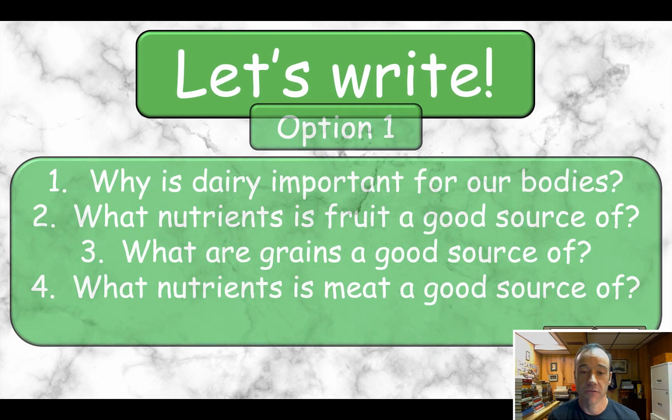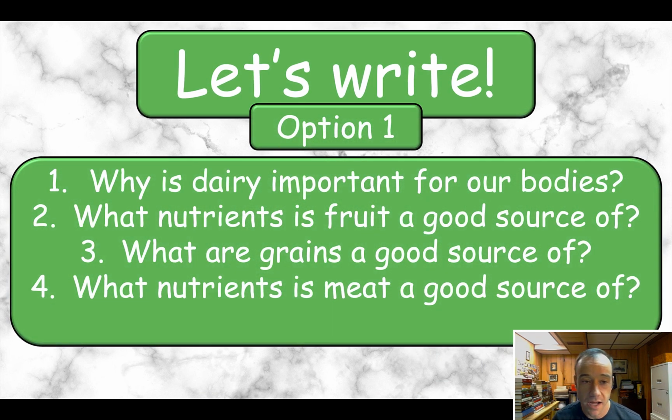At the end, I have a quick writing practice. I have option 1 and option 2. So option 1 is, why is one of the food groups important for our body? And then here is the first one: why is dairy important for our bodies? What nutrients is fruit a good source of? What are grains a good source of? So it's just what we learn in this lesson.